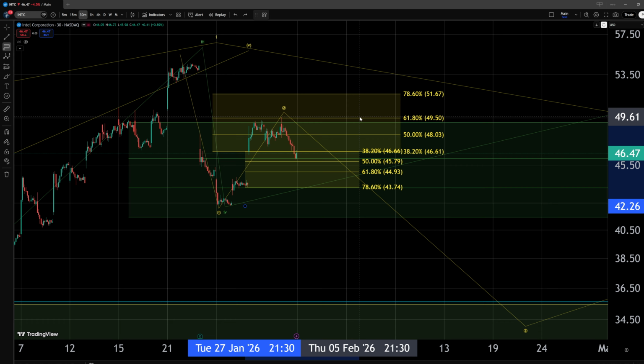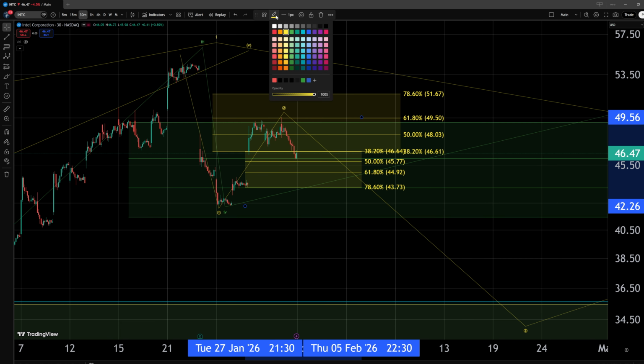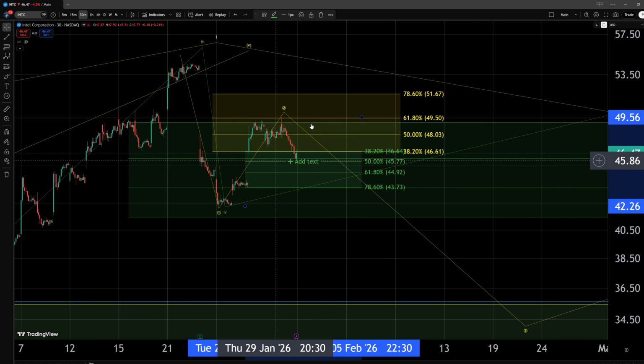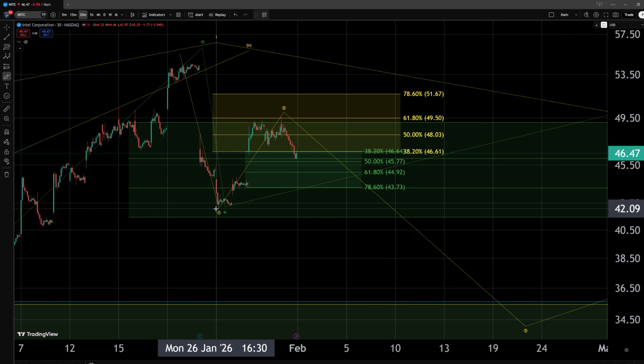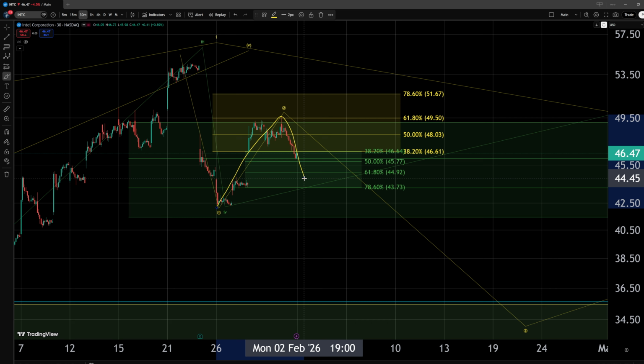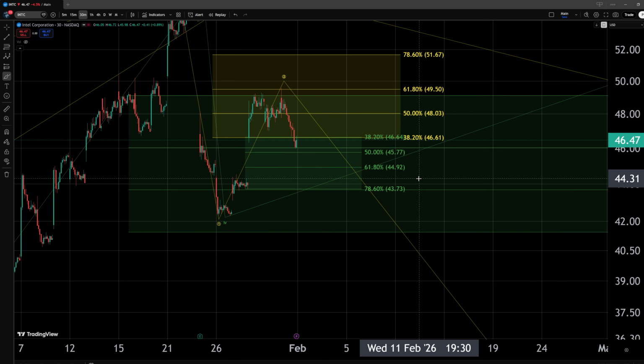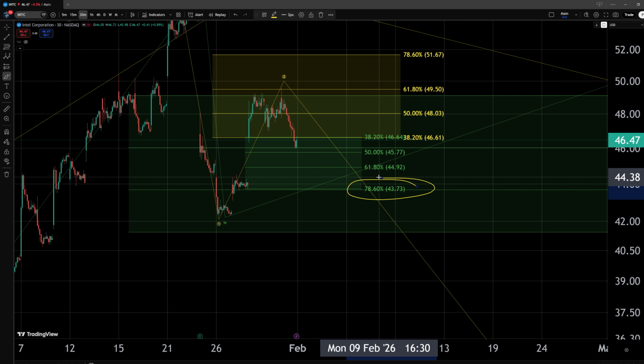I personally don't believe it's necessarily the best idea, but it is certainly possible to track an area of support for an extension even in a 1-2 setup here. Now, it is within a very small time frame, and we have just gotten rejected from the area of resistance, but I'm watching for support here, the levels between the $46.6 all the way down to the $43.7 level.